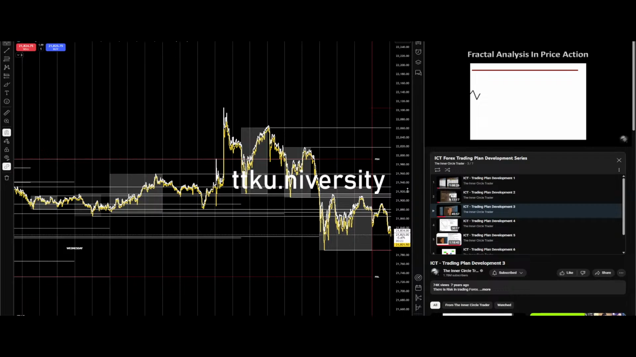But the fractal analysis concept can be applied to the simple optimal trade entry. Okay, what does that mean? How do we go into the marketplace looking for a fractal?